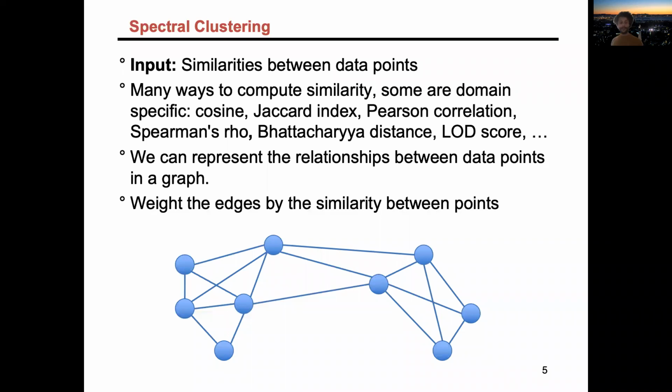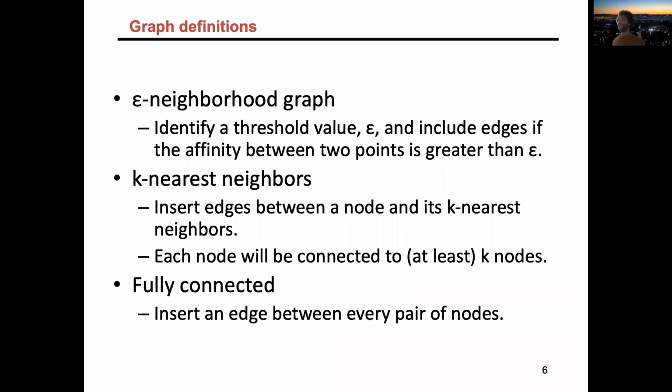Then imagine you have described this relationship between data points, inferred by the similarities, as a graph. And the weights of the edges are really that similarity you either computed or took. You can define this graph in several different ways in the literature. The most obvious one is the last one, fully connected. Just keep every single edge between every single pair of points. That usually is prohibitive from a computational perspective.